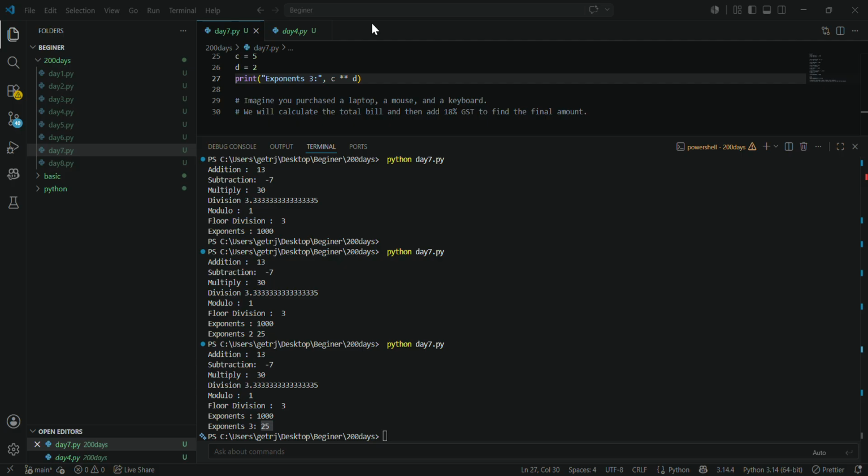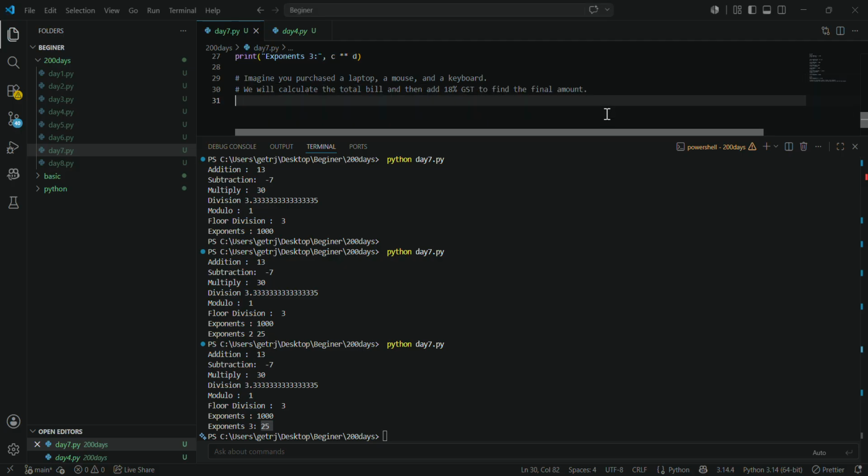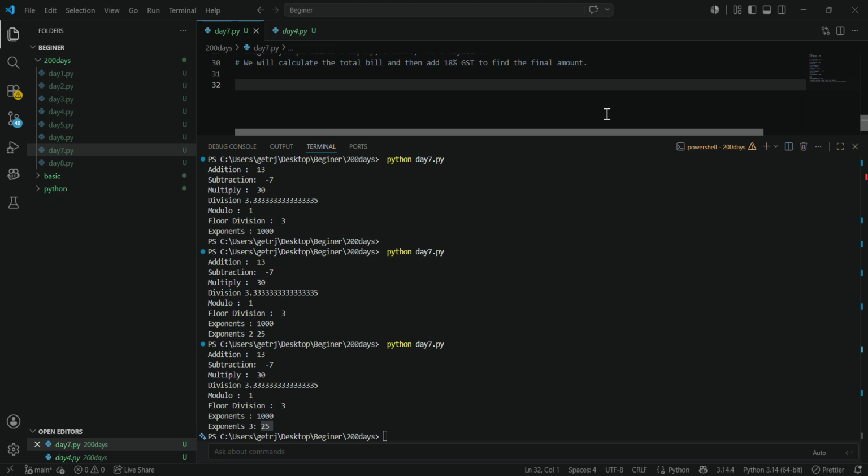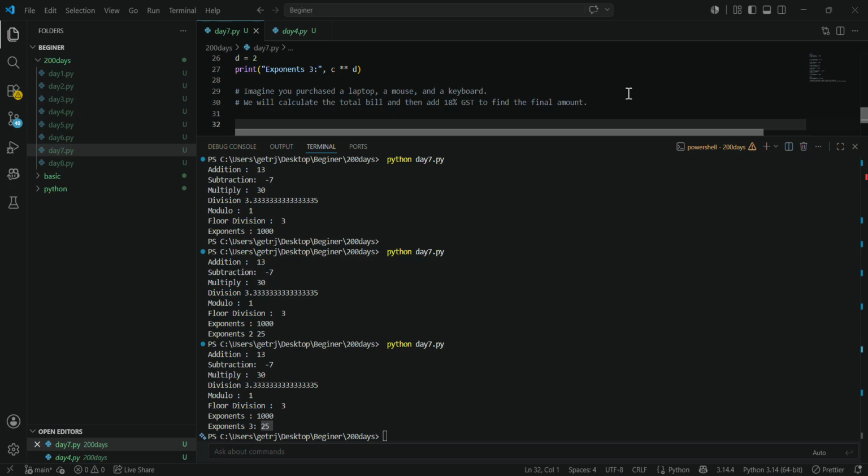Now we are using one real world example. Imagine you purchased a laptop and keyboard. We will calculate the total bill and then we use 18% GST to find the final output. First, we store these prices in variables.